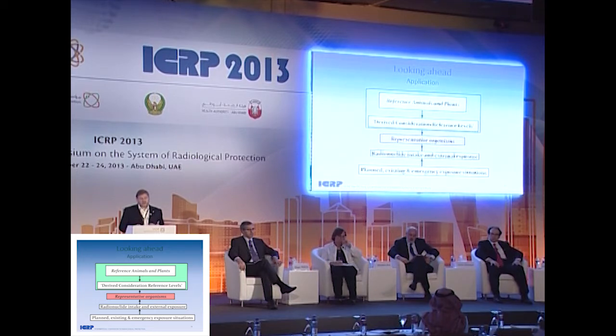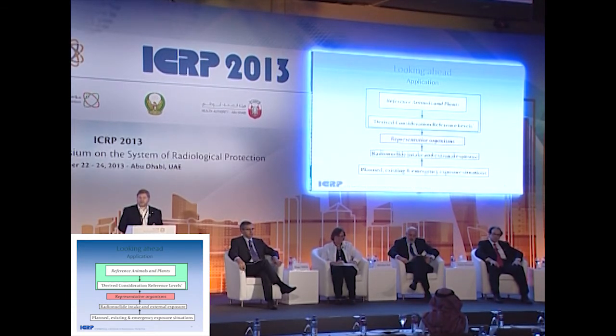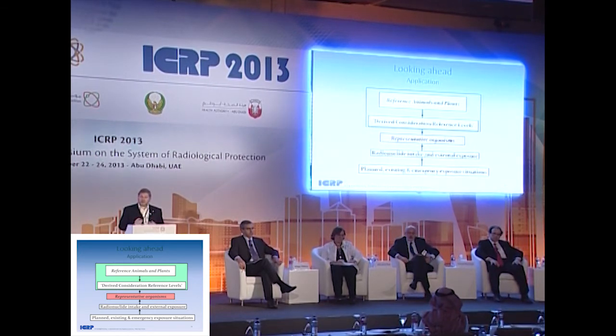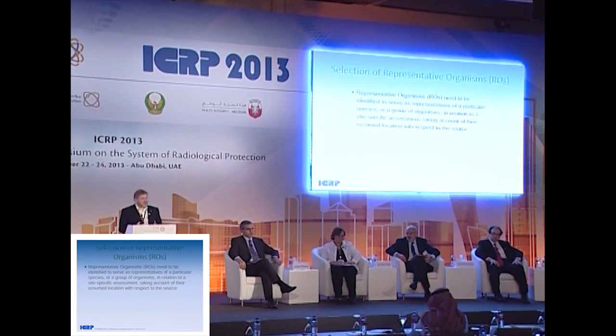And what you can do from the system is calculate the radionuclide intake and external exposure to some of these organisms, and you can then compare the findings to the DCRLs and see how they compare. But to do that, we need to make the link between the different types of representative organisms and the reference animals and plants. So representative animals and plants are there to give you your assessment endpoint.